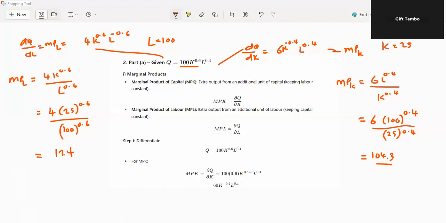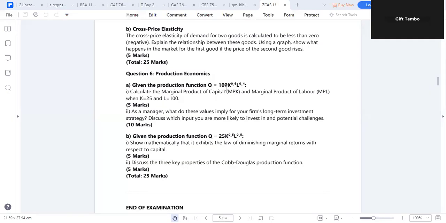So this is coming from our exam paper. To understand this question: given the production function, calculate the marginal product of capital and labor, and as a manager, what do these values mean for the firm, and discuss, if you invest more in capital, what potential challenges will you have? Okay, so this is clear, right? Yeah, it's clearer. With practice, it will be more clear. Yes. Okay, so that will be your homework. So we do the second question, then we end. I'll need that homework as usual, the way we do it.